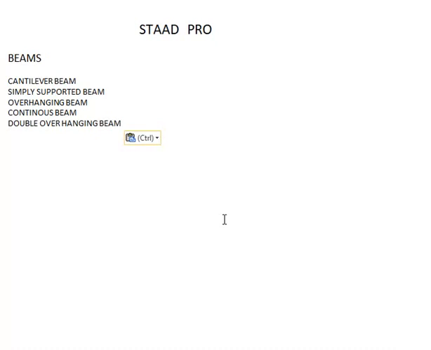Like cantilever beam, simply supported beam, overhanging beam, continuous beam, and double overhanging beam. What do you mean by cantilever beam? Cantilever beam is a beam which is fixed at one end and free at the other end. What is a simply supported beam? A simply supported beam is nothing but a beam resting on two supports.